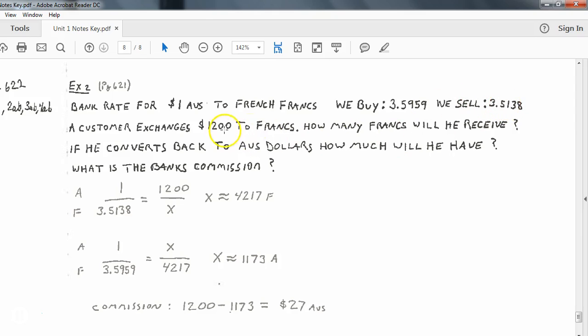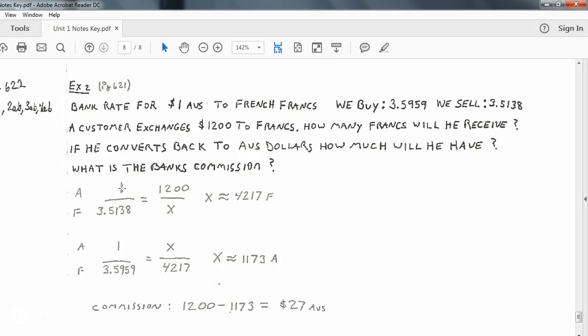So in this case, because the person has Australian dollars and the person wants francs, that means the bank is selling him francs. And so that's how we would know to go with this one. This is the bank's point of view in view of francs. And so that's the one we're going to go with for the first scenario.